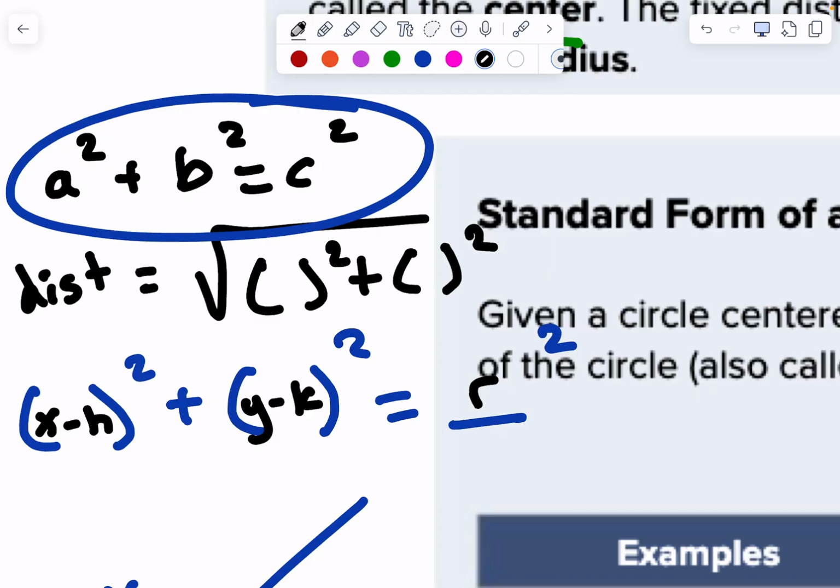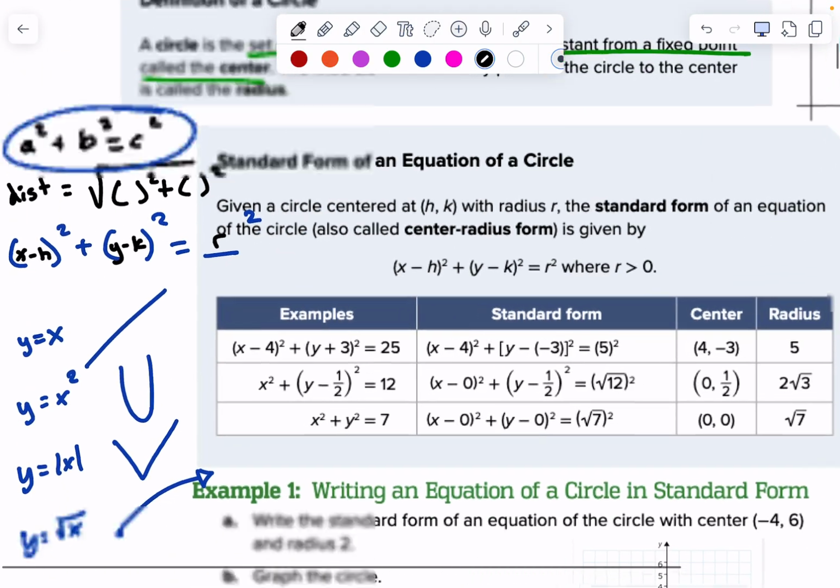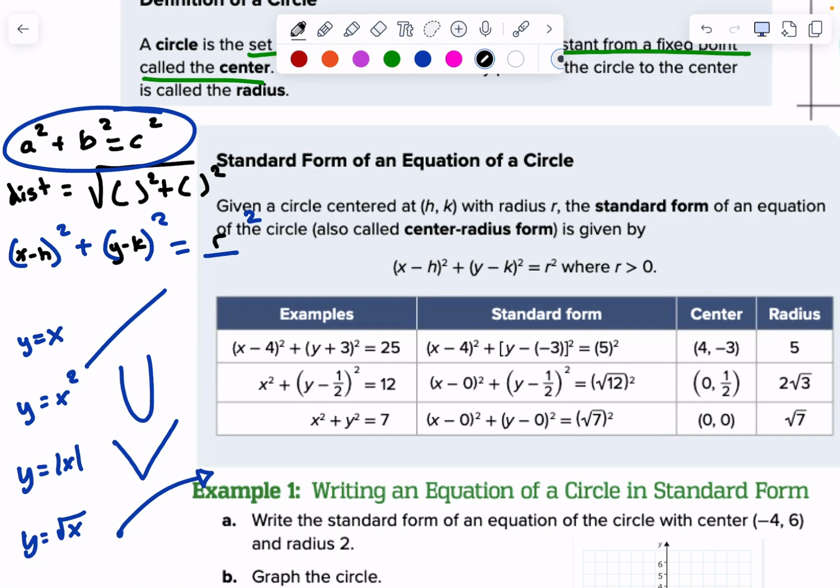Now, I'll zoom out. In the equation for a linear function, a quadratic function, an absolute value, and a square root, you're used to seeing y on one side and x on the other side, right? Y on the left, x on the right. Here, for the equation of a circle, your y and x are on the same side of the equal sign, but the radius amount is on the right side. This is how easy the equation of a circle is.